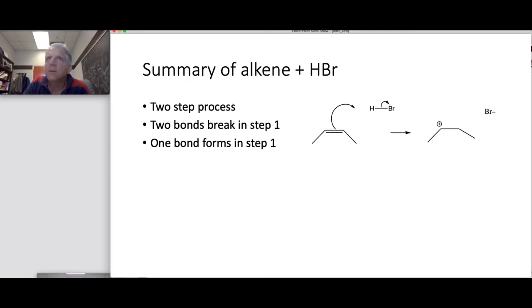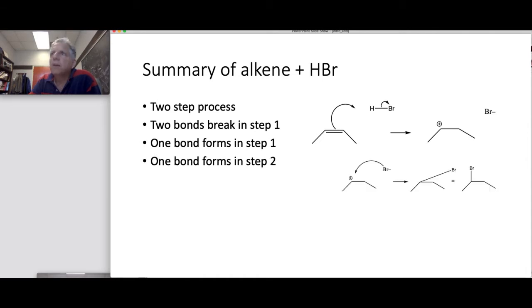Okay, let's summarize this. It's a two-step process. Look what happens in the first step. Two of the bonds break and one bond forms, all in one step. And in the second step, one bond forms. So earlier when we looked at the possibilities, we said that four things could happen. You probably wouldn't have guessed that three of them happen in the first step and that one happens in the second step. We also noticed that there's a carbocation that's an intermediate.